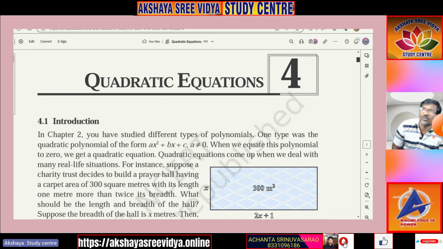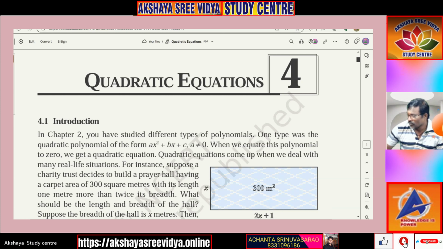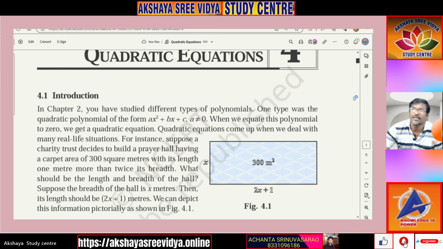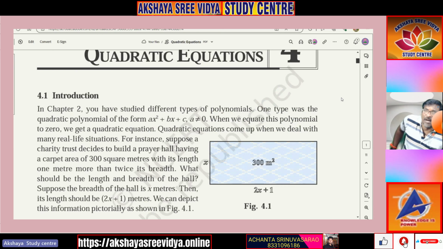Now I am discussing quadratic equation in fourth chapter. Quadratic. Okay. Now 4.1 introduction. In chapter 2, you have studied different types of polynomials. You know that. What is the polynomial? General equation of the polynomial.